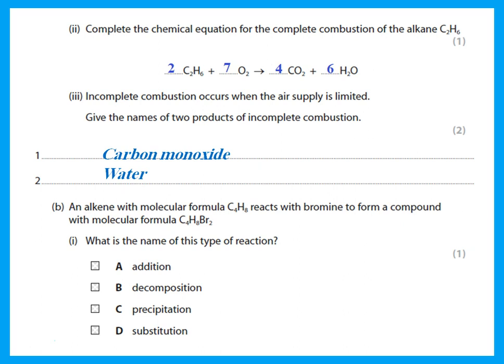An alkene with molecular formula C4H8 reacts with bromine to form a compound with the molecular formula C4H8Br2. Remember, C4H8, that means it is an alkene because the number of hydrogens is twice the number of carbons. So he's saying an alkene C4H8. You should realize that when alkenes react with bromine, this kind of reaction is called an addition reaction. And if he says why it is called an addition reaction, because it gives only one product. You're adding two things together to give just one product. That is called an addition reaction.